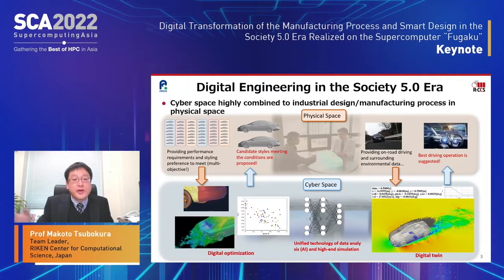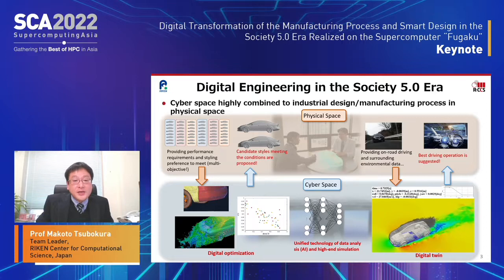When we provide necessary engineering performance together with the styling or shape preference to meet both engineers' and stylists' requirements, multi-objective optimization coupled with high precision simulation is automatically executed. Then AI proposes some candidate styles, satisfying both engineers and stylists.